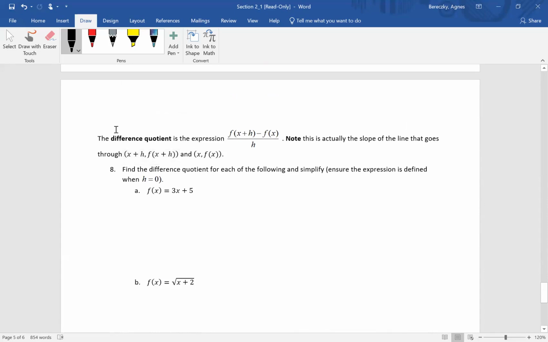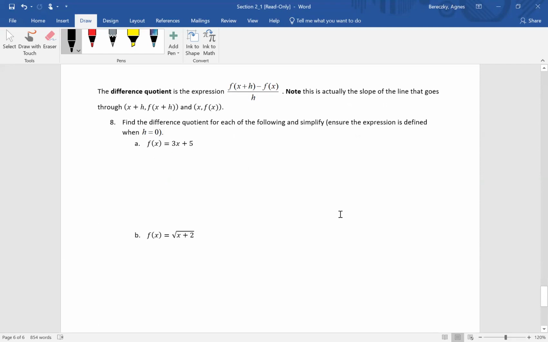We also learned about the difference quotient in a college algebra class, which is an expression of f of x plus h minus f of x over h. Note this is actually the slope of the line that goes through x comma f of x and x plus h comma f of x plus h. Find the difference quotient for each of the following and simplify. Ensure the expression is defined when h does not equal 0. So we start with the easier one.